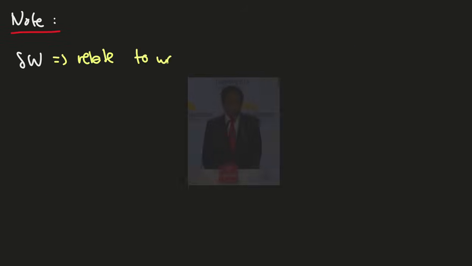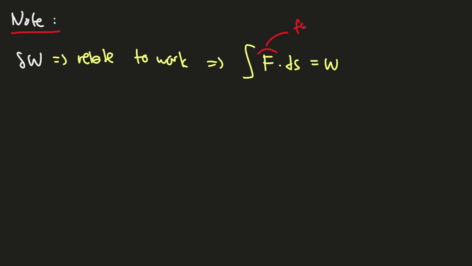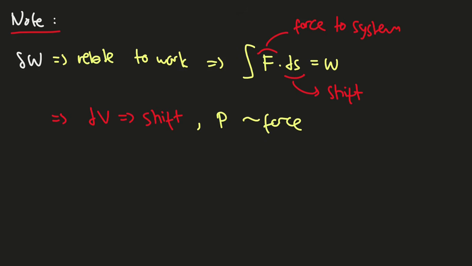And here's a note. Delta W relates to work, which in classical mechanics we define as this integral, where F is the force on the system and ds is the shift of the system. But in the first law of thermodynamics view, the difference of volume is the shift now, not ds. So for dimensional reasons, P relates to force, or thermodynamic pressure, so mostly in the literature, delta W equals P multiplied by the infinitesimal difference of volume.